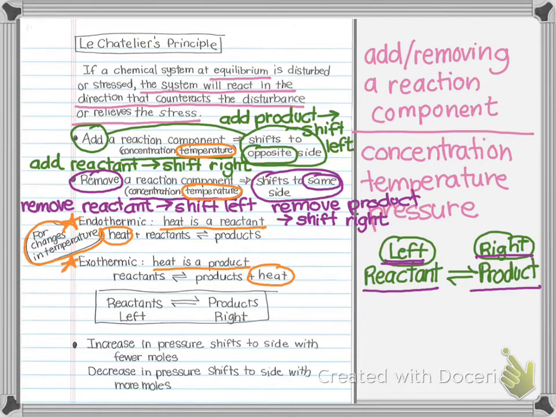So you'll need to remember, and we're going to do an example in just a minute, that they'll tell us if a reaction is endothermic or exothermic. And that's letting us know if it's endothermic, we're going to treat the heat as a reactant. And if it's exothermic, we're going to treat heat as a product. And here I just wrote what I wrote on the other side. Now for me, pressure is the weirdest one.